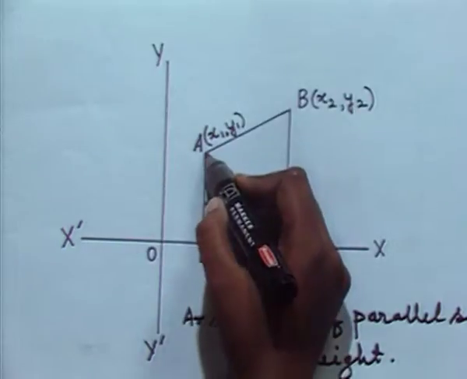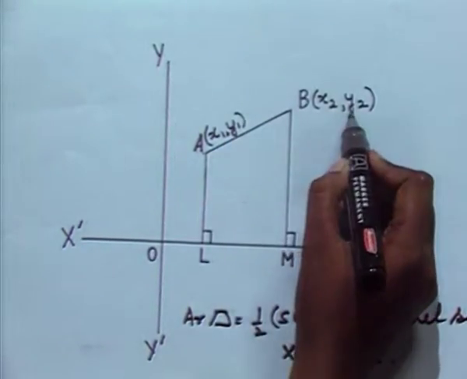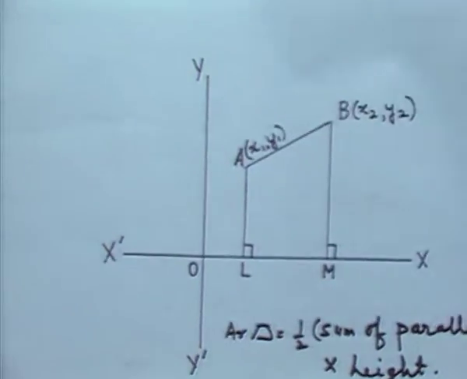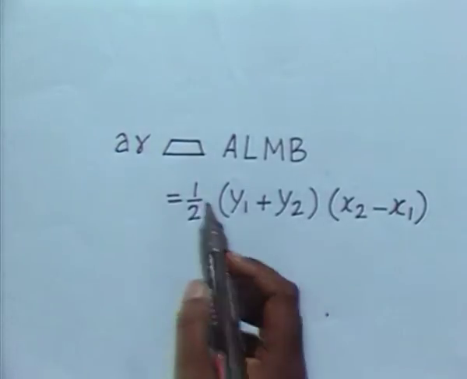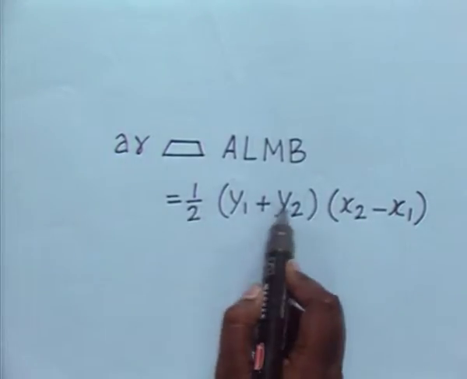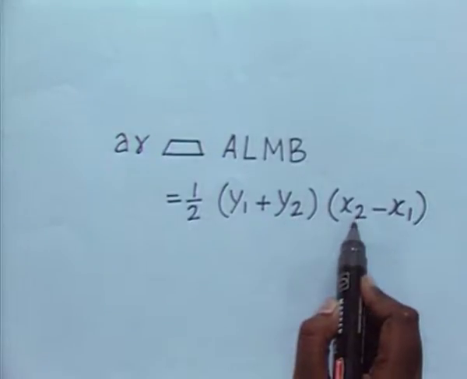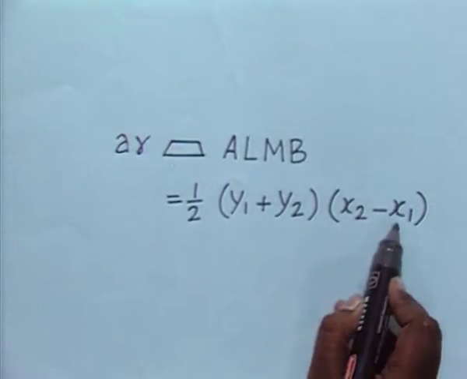Now suppose the coordinates of A and B are (x1, y1) and (x2, y2). Then we can find out its area as half multiplied by the sum of the parallel sides, that is y1 plus y2, multiplied by the height, that is x2 minus x1. Oh, that's good. It means that we can find out the area of a trapezium using its coordinates. Not only trapezium, but other figures too.